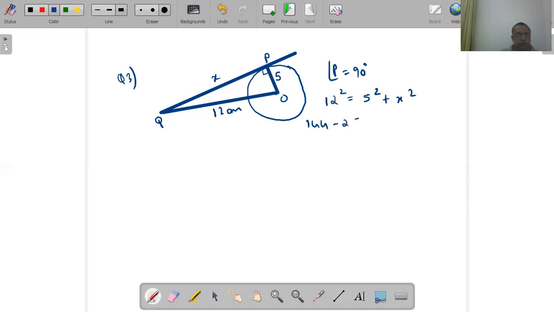144 minus 25 is equal to x square. So 119 equals x square. So x will be root of 119. So your answer will be x is root 119. So as per the question, option D is your correct answer. Okay, some people just do 12 square plus 5 square equal to x square. There you will get the answer as 13. That's wrong because the hypotenuse should remain alone. So hope this is clear why this has been taken alone, because this is the hypotenuse.